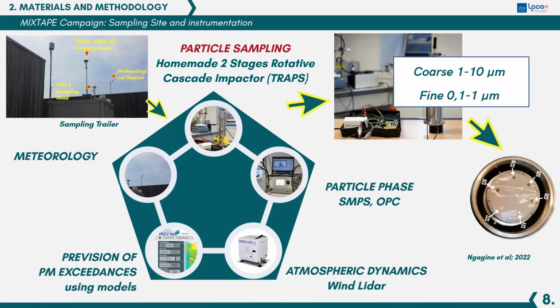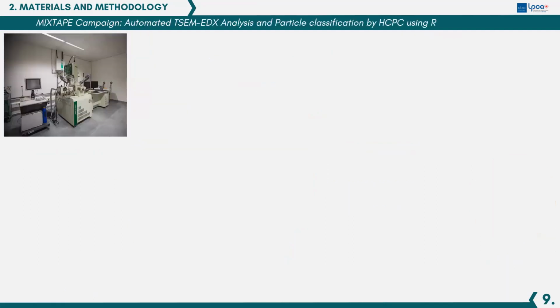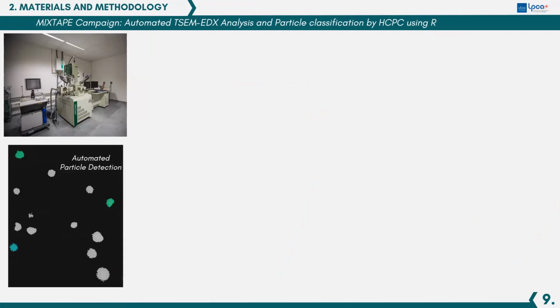So the principle of the cascade impactor is detailed in another article, but basically you can collect several particle samples on different substrates on the same impaction plate. So the particles are analyzed using an electron microscope. We perform automated particle detection and chemical analysis using EDX.